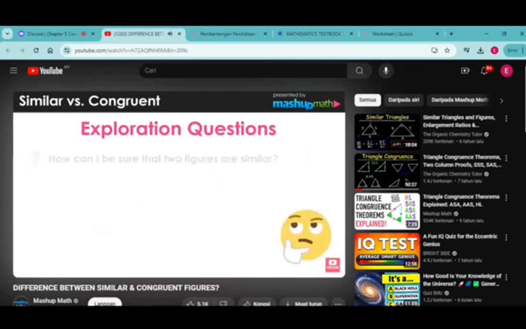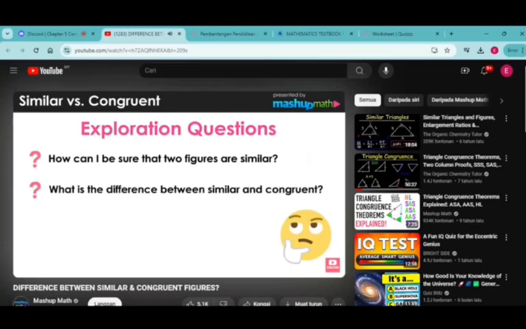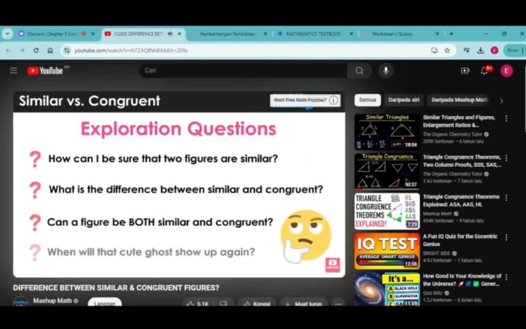Now, moving forward, let's keep the following exploration questions in mind. How can I be sure that two figures are similar? What is the difference between similar and congruent? Can a figure be both similar and congruent at the same time?